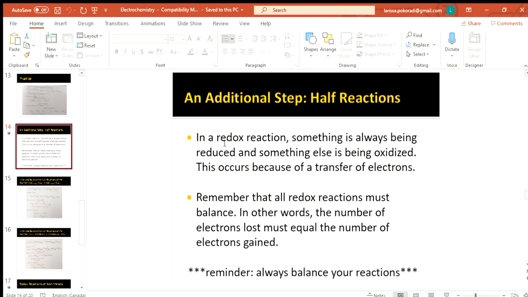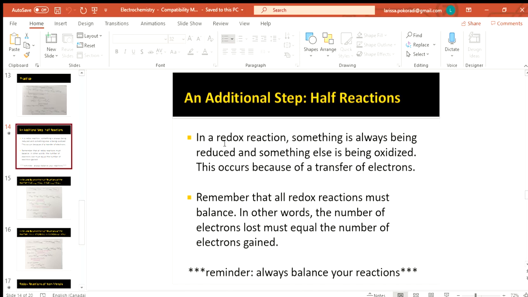Second half of our lesson. So we've figured out so far that our reactions for redox are always going to be opposites. Something's always going to be reduced and gain electrons. And for those electrons to be gained, they had to be transferred from somewhere. So something else must have lost those electrons and been oxidized.